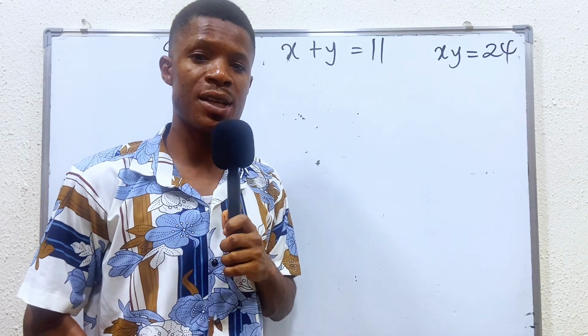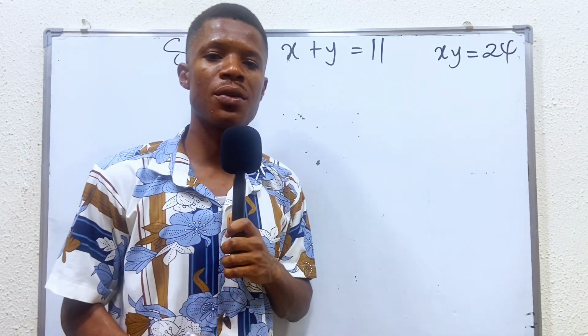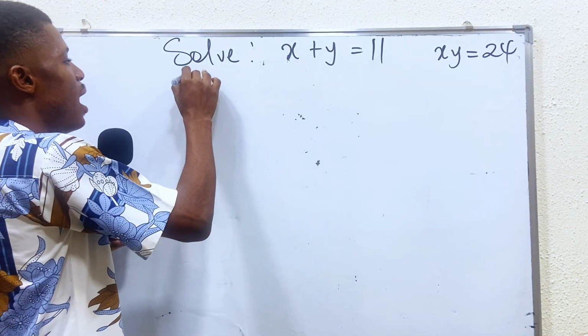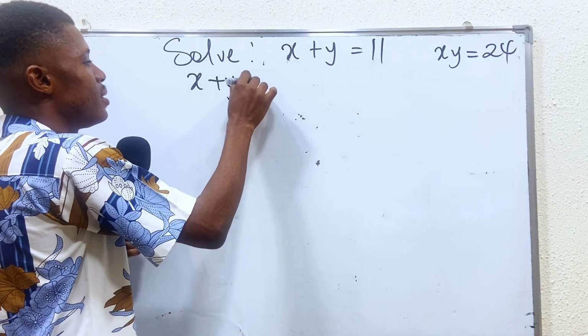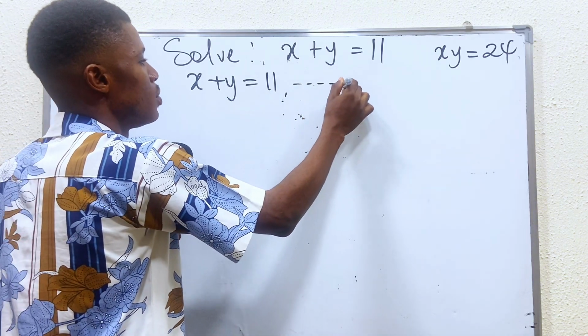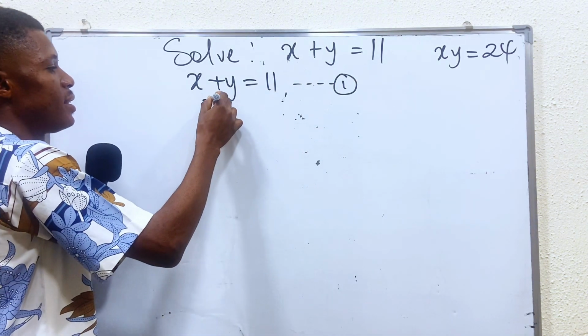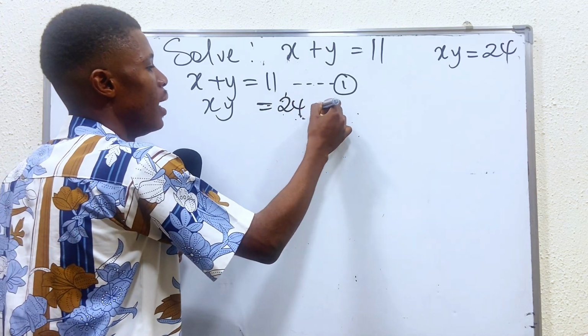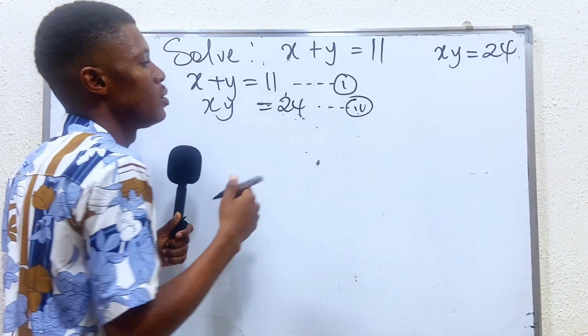Can you solve this math problem on the board? If you think you can, pause the video and make a guess. To solve this, we have that x plus y is equal to 11, and this will be our equation 1, and we have that xy is equal to 24, and this will be our equation 2.